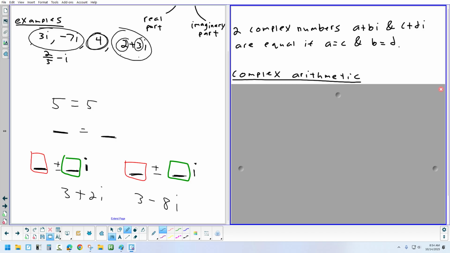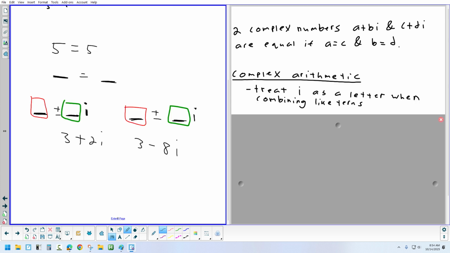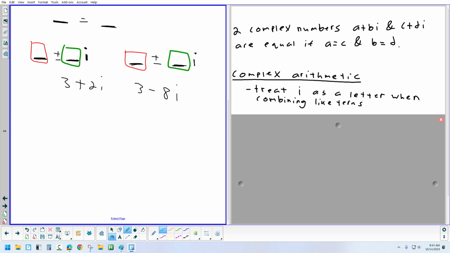All right, so a few rules when we do complex arithmetic. First thing to understand is that i, when we're using it with imaginary numbers, I know in the English alphabet i is a letter, but we are treating i as a number. Just like in the Greek alphabet, in math, we never treat that as a variable. Never. Even though it is a letter, it's never treated as a variable in math.